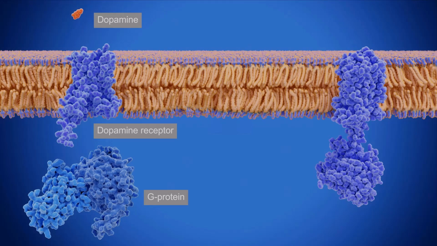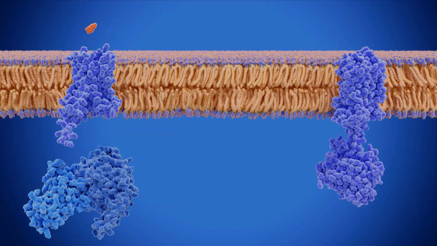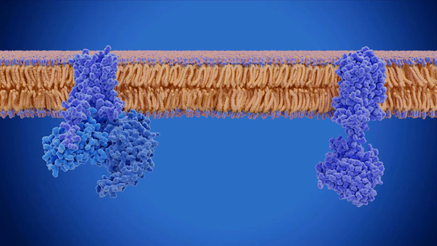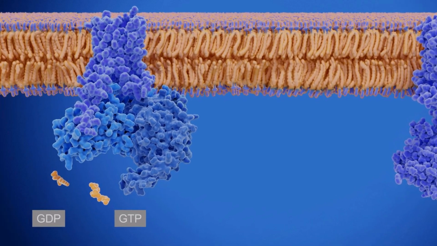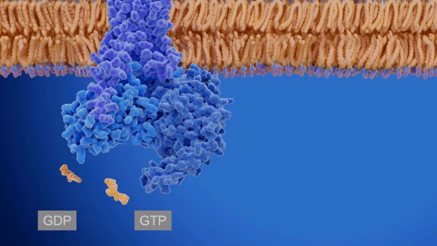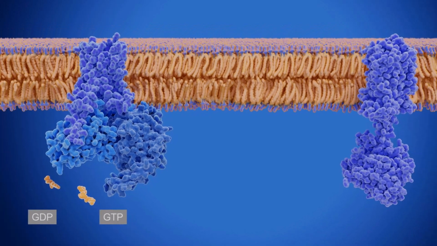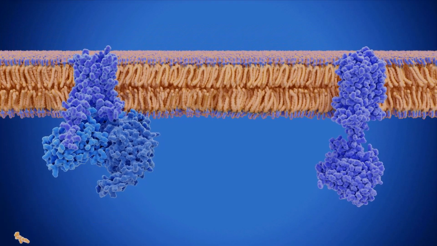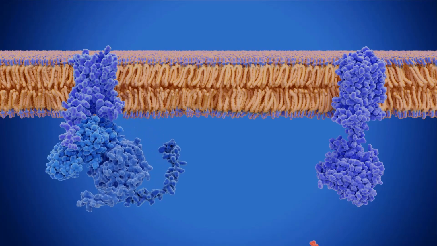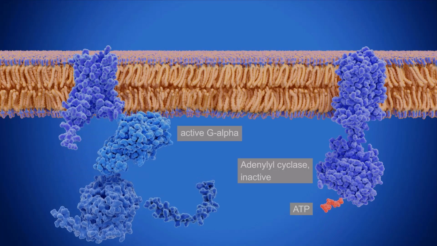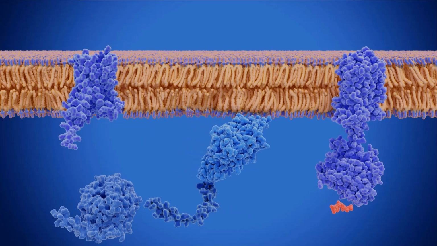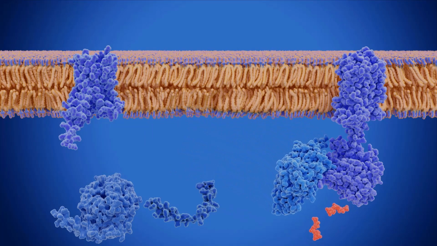G-protein linked receptors. Once the ligand binds to the receptor, the resulting change in shape activates the G-protein. The G-protein releases guanosine diphosphate, or GDP, and picks up guanosine triphosphate, or GTP. The subunits of the G-protein then split into two subunits. One or both of these G-protein fragments may be able to activate other proteins as a result.